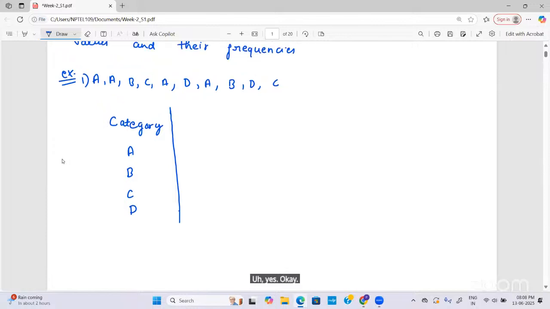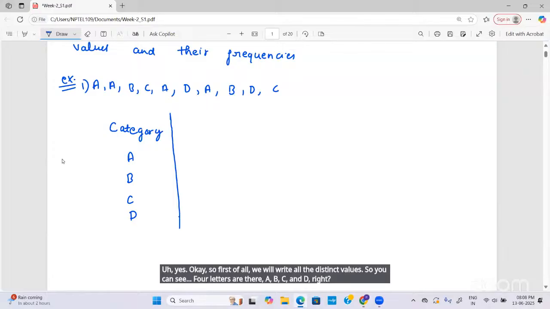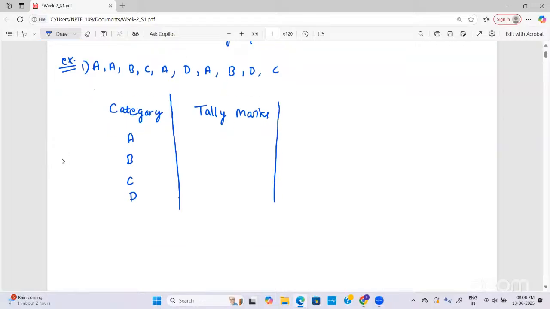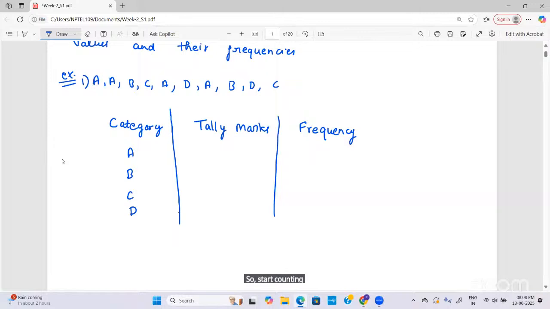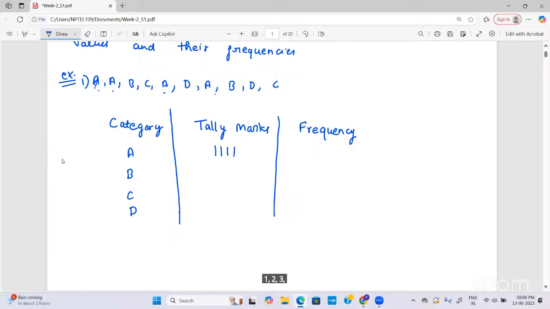Okay. So first of all, we will write all the distinct values. You can see 4 letters are there: A, B, C, and D, right? No other letter is there. Then we use tally marks to represent the frequency. And then we will count and write the frequency. So start counting: 1, 2, 3, 4. We write the tally mark something like this, 1, 2, 3, 4. You have to cross it.